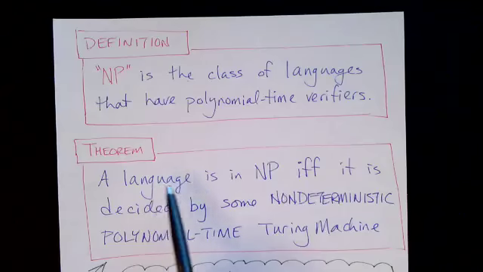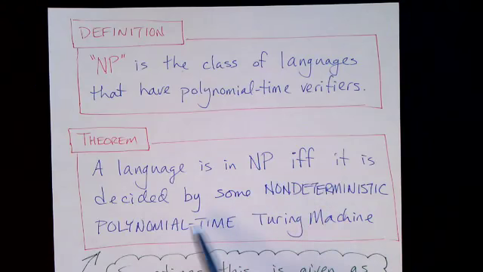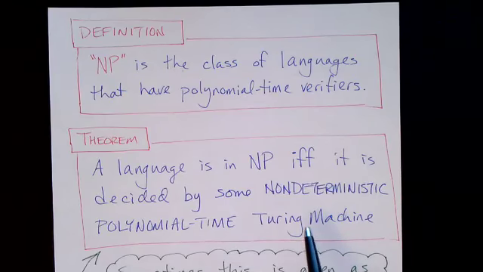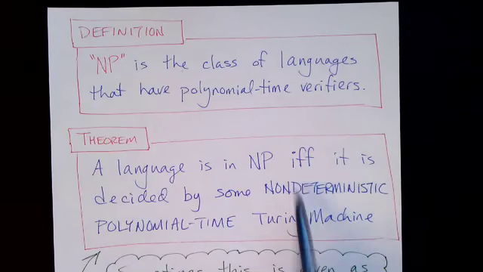The second definition is that a language is in NP if it's decided by some non-deterministic polynomial time Turing machine. So if it can be decided in polynomial time by a Turing machine, and in general by a non-deterministic Turing machine, then it's in NP. These two definitions are equivalent. We gave this as the definition, and then we showed that this was equivalent in the proof.